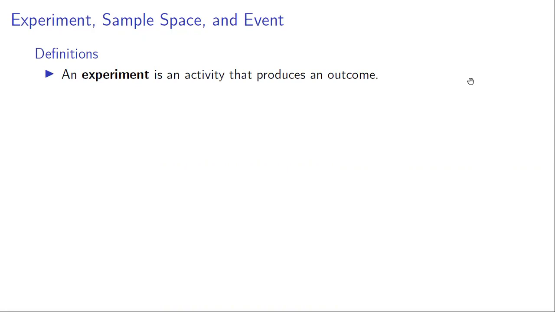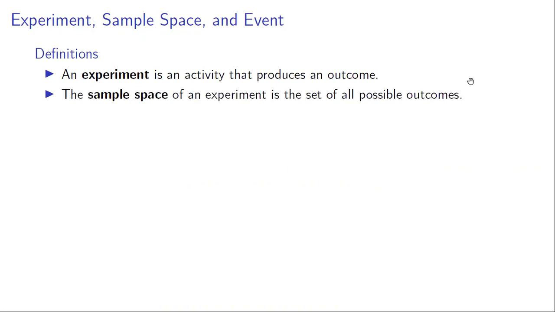Before we can talk about probability, we have to first define these three ideas of experiment, sample space, and event. An experiment is an activity that produces an outcome. The sample space of an experiment is the set of all possible outcomes. And an event is a subset of the sample space.